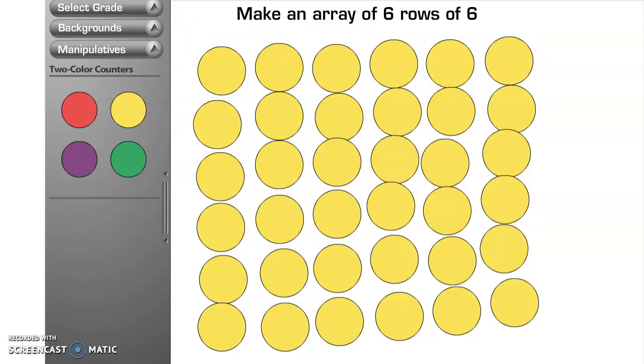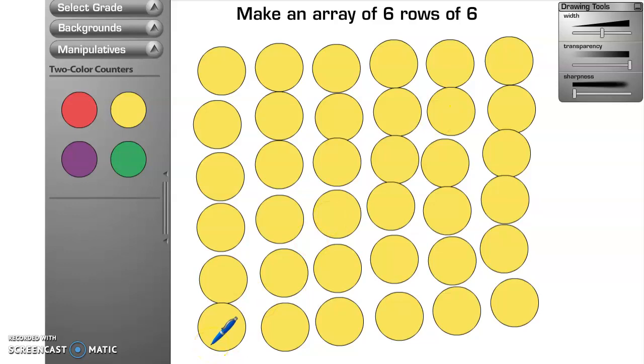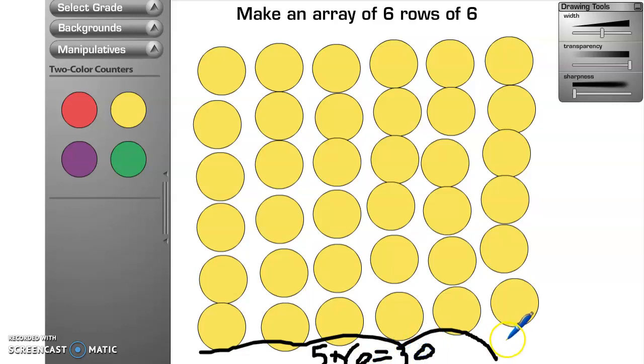But with distributive property, what you're going to do is you're going to kind of look, and you're going to see to make a compatible number. So I know that there's 5 rows right here. So there's 5 rows here. So I can make the problem 5 times 6, and that equals 30 because I can just count easily by 5s. Then I have 1 line left, and that is 1 times 6 because it's 1 row, but there's 6 in there. And so then what I would do is I'd add the 30 plus the 6 to equal 36. So that's how we do the distributive property.